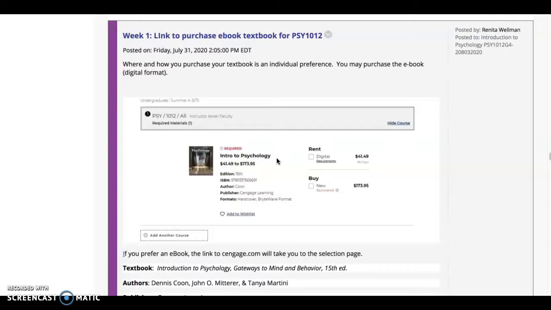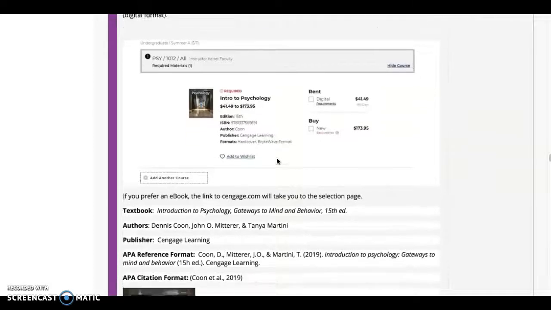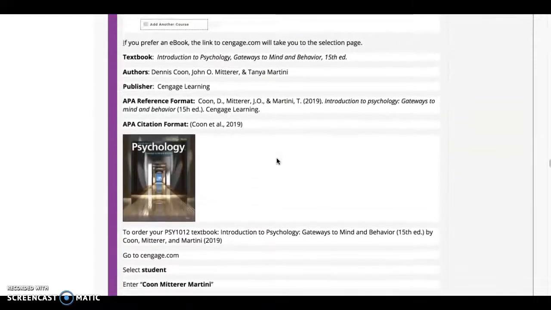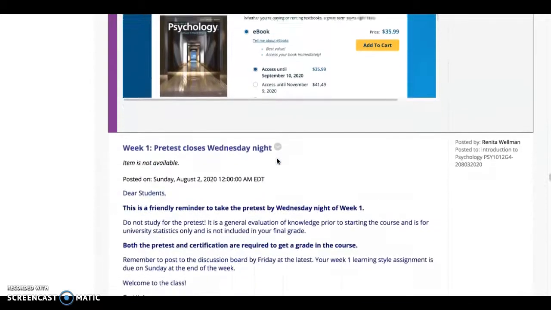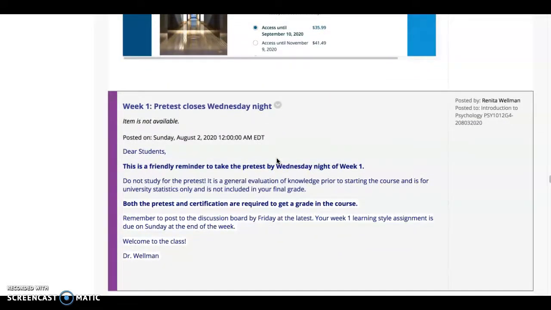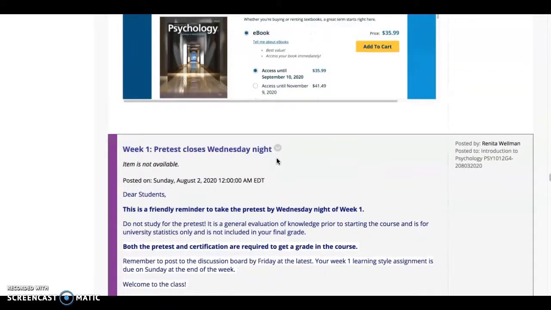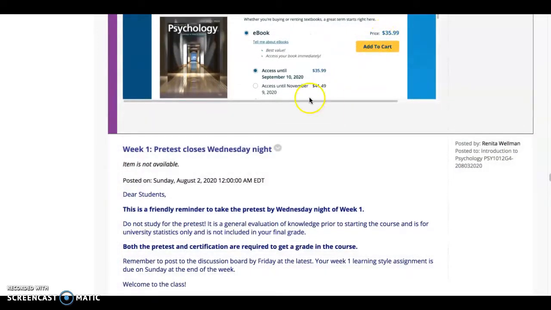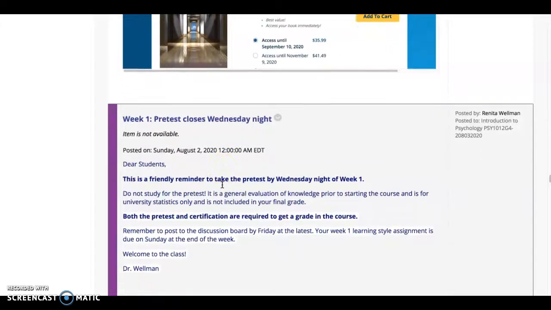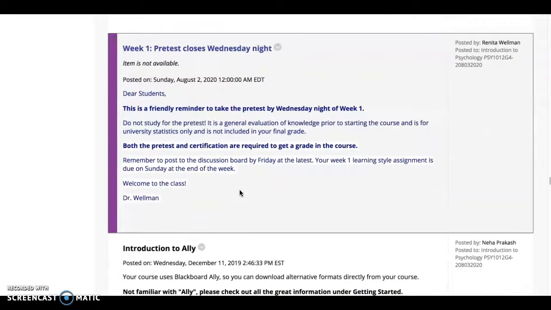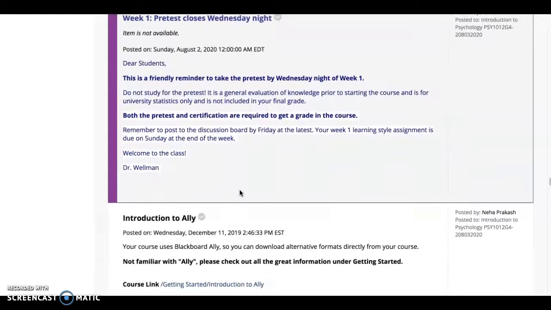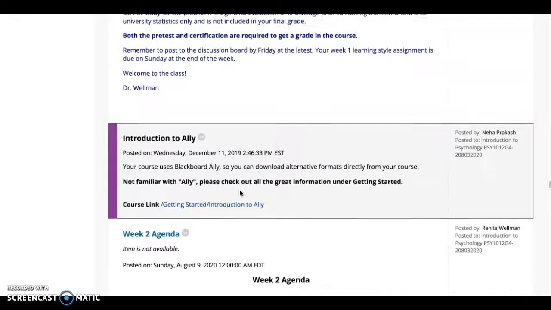To purchase your e-textbook, you can go here, and there are some instructions there. You can get them directly from the publisher, and it's much more affordable than buying the textbook. You can see here it's $35.99. Might be a little more, I don't know, but the access is till September 10th, 2020, so it should be the same. The pre-test will close on Wednesday night, so please complete it and don't study for it.